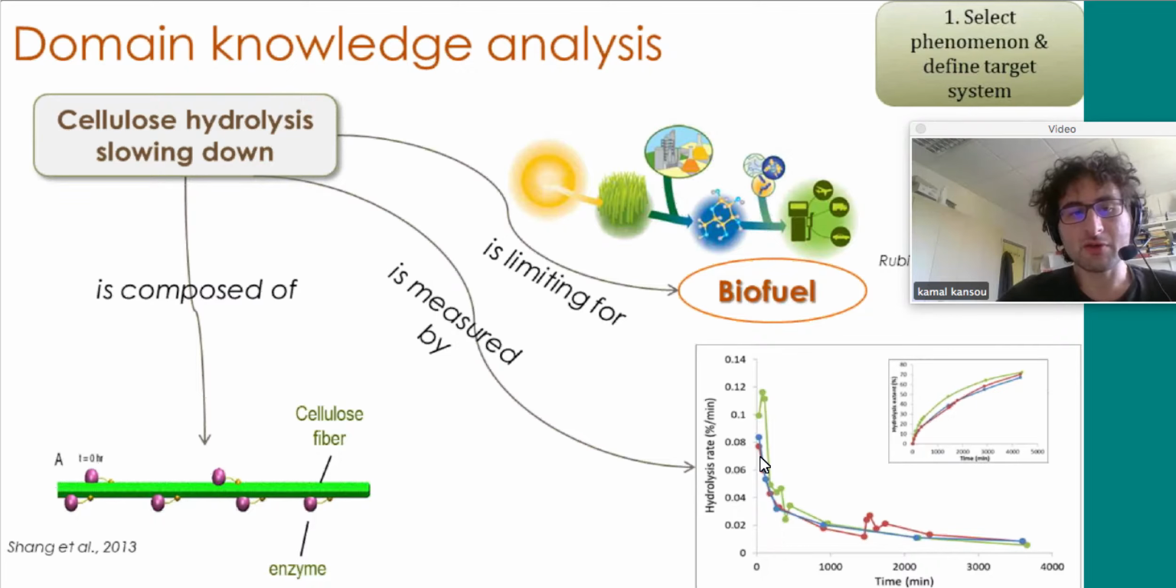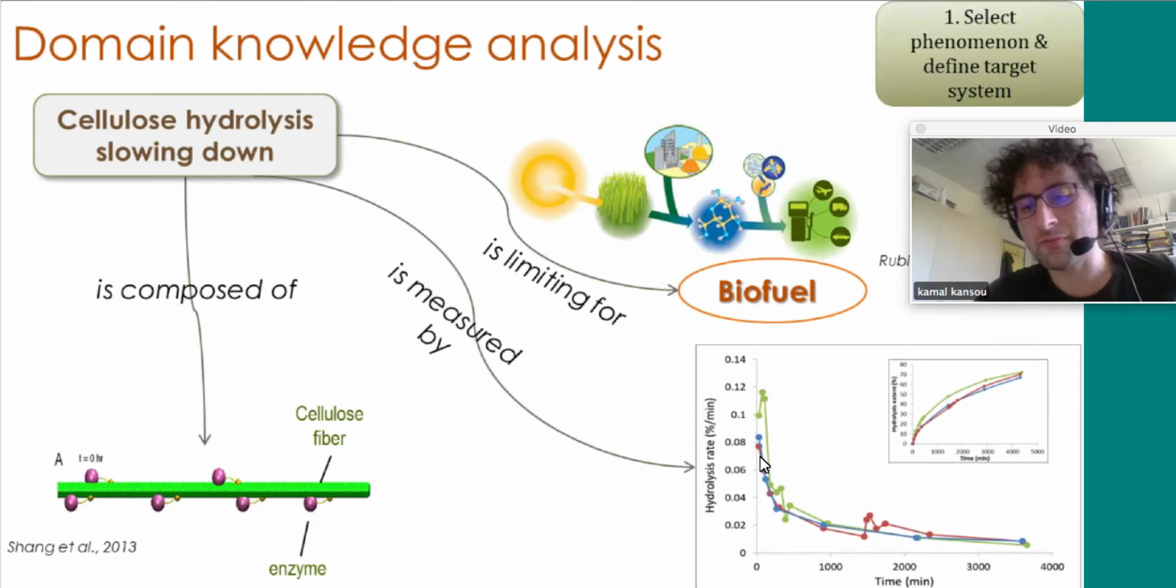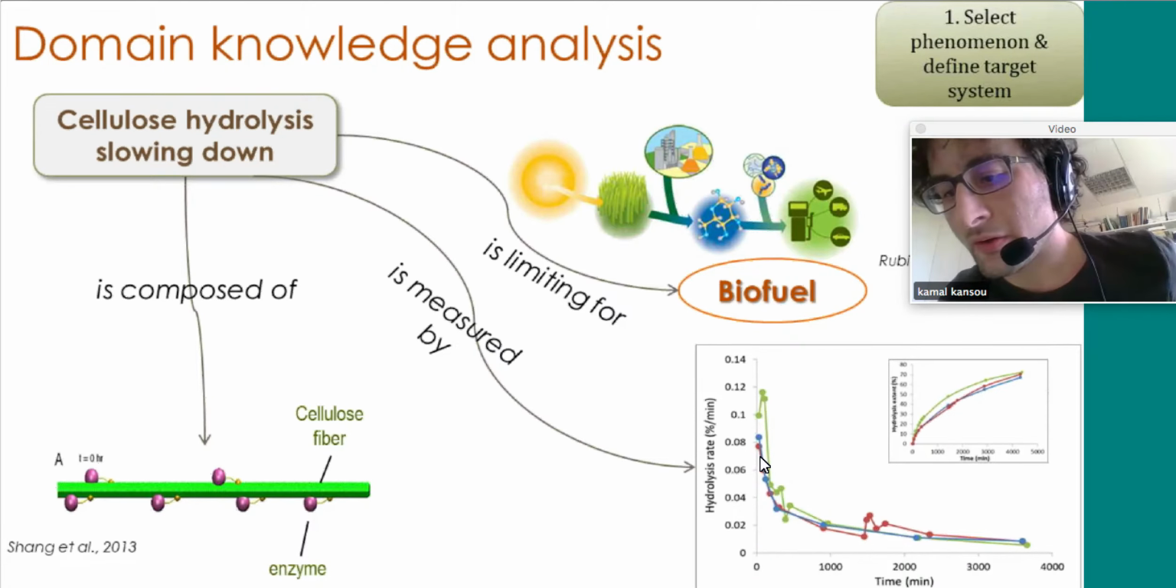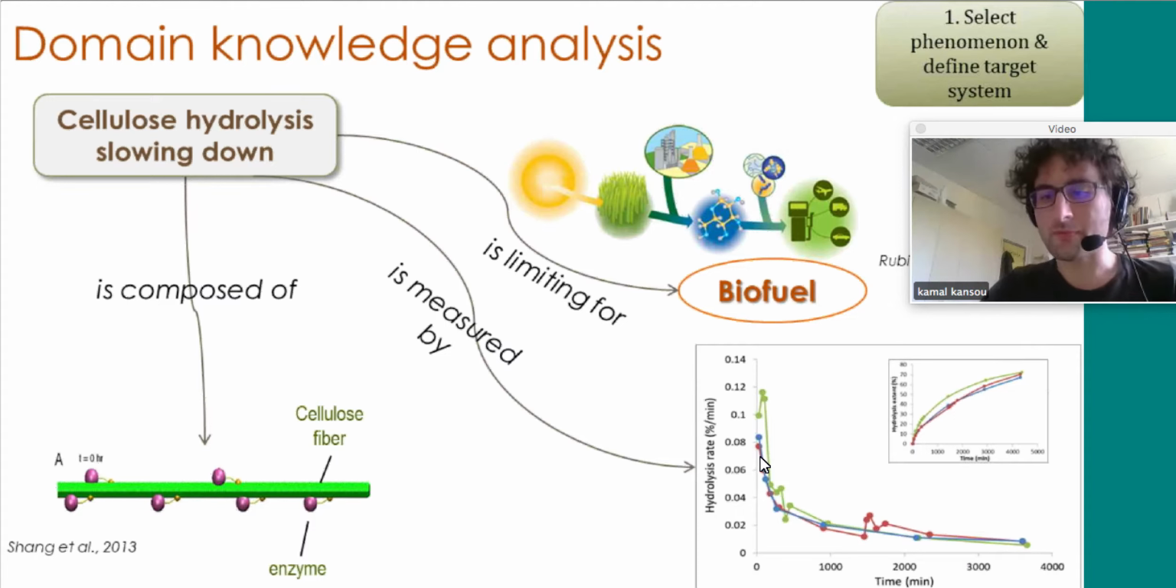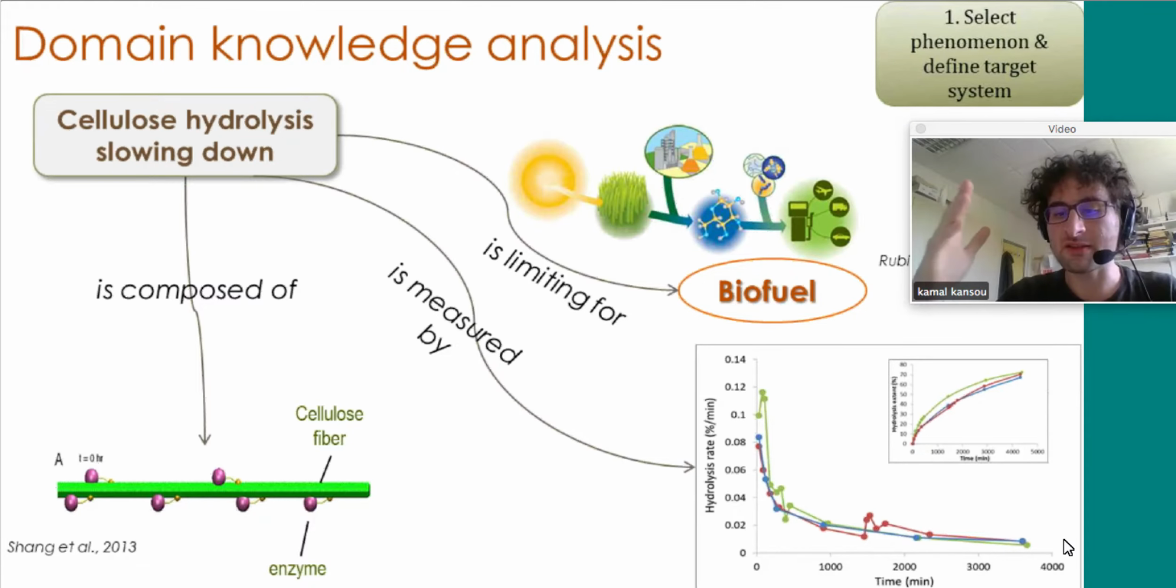So, cellulose hydrolysis is monitored by a dosage, the measurement of the quantity of sugar released during the hydrolysis, and it takes the form of these kinetic curves. And here, this curve is particularly interesting because you can see that the hydrolysis rate is decreasing over time, and it's decreasing sharply. So we want to explain this phenomenon.